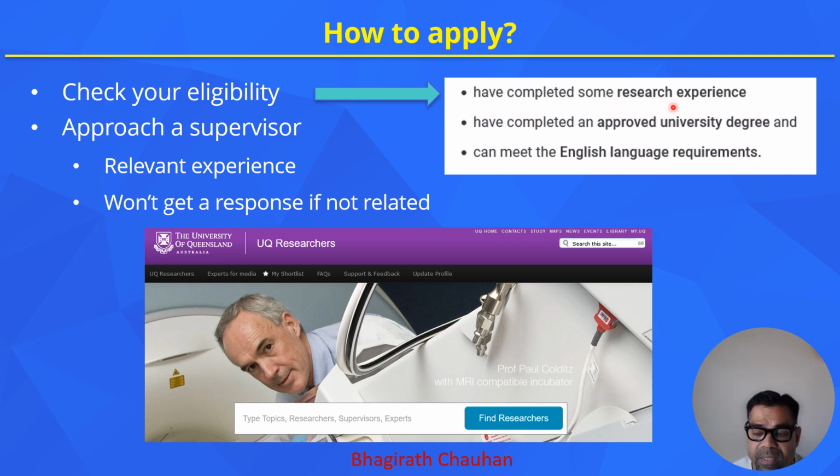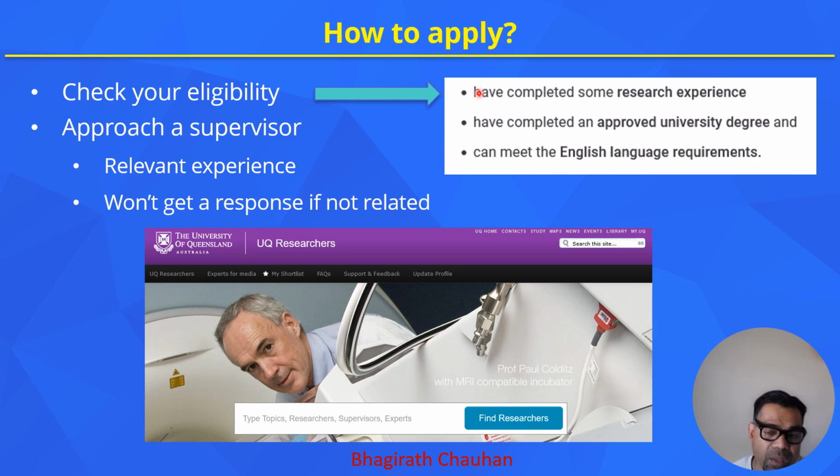Whether you have completed some research experience. So if you have not done any research, you may not be eligible. That's why they say that you need to apply for MPhil. Also, your degree should be from an approved university. It's not really just getting a degree from somewhere and then you apply. Also, you should meet the English language requirement. As I mentioned earlier, different universities have different requirements.